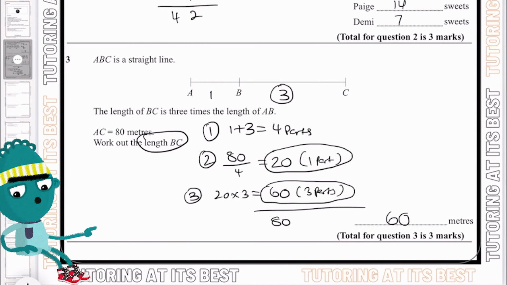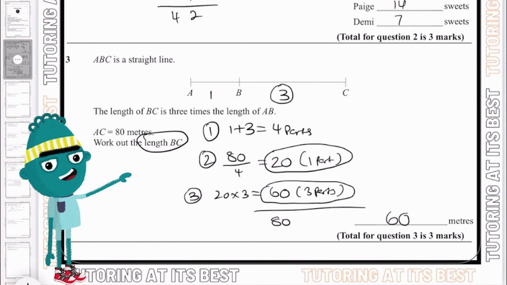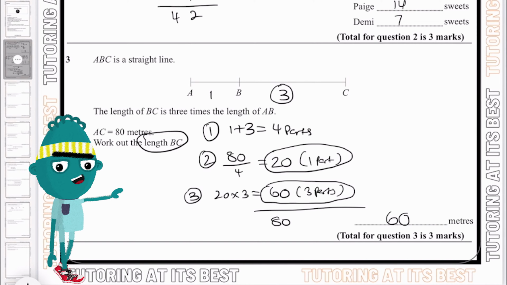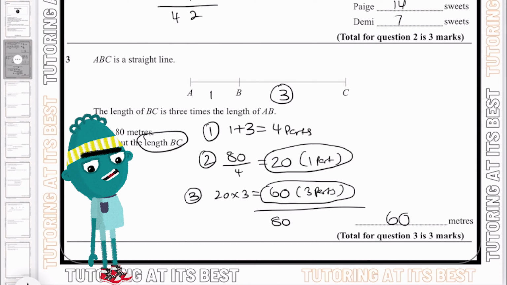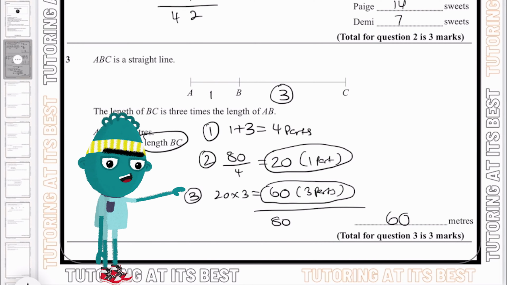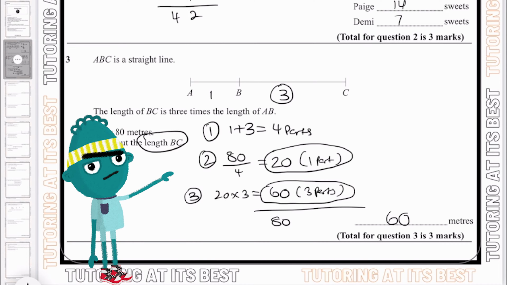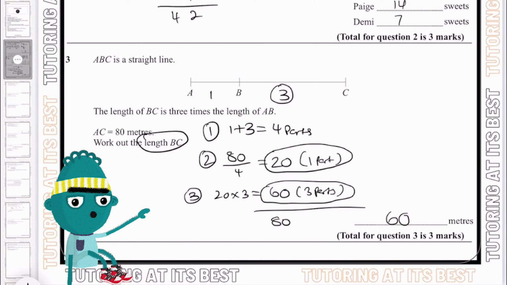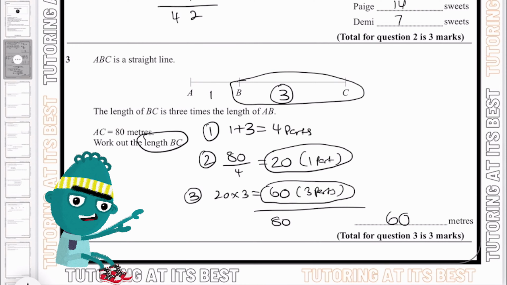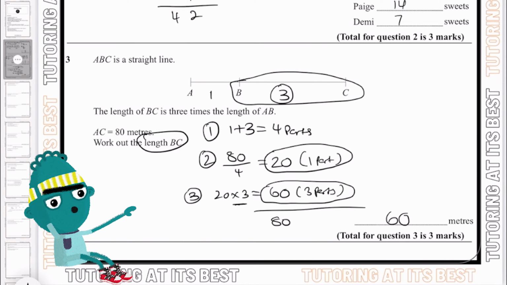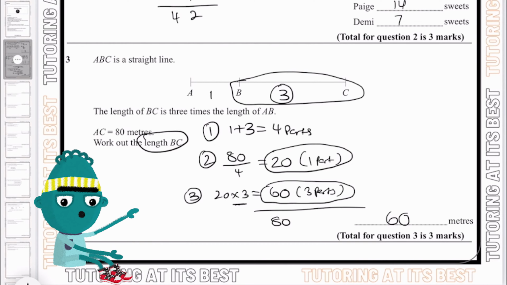So like I've reiterated before, we add the ratio parts, divide the total amount by that, which gives you 1 ratio part, before multiplying out with what the question's asking you to do. In this case, it was B to C, which is 3 parts. Hence, we multiplied 1 part by 3. I hope that was clear.